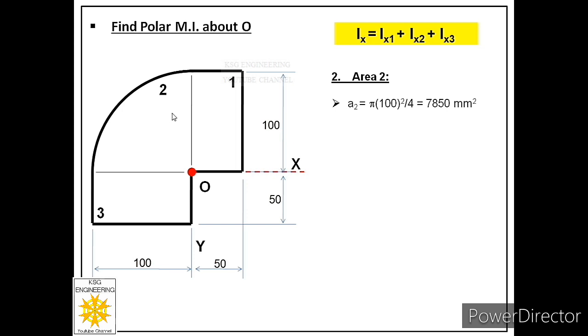So it is a quarter circle, so it means its area will be pi r square by 4. R in this case is given to us as 100 millimeters. So we'll get its value as 7850 mm square. What is the next step? Next step is that we should locate its centroid.